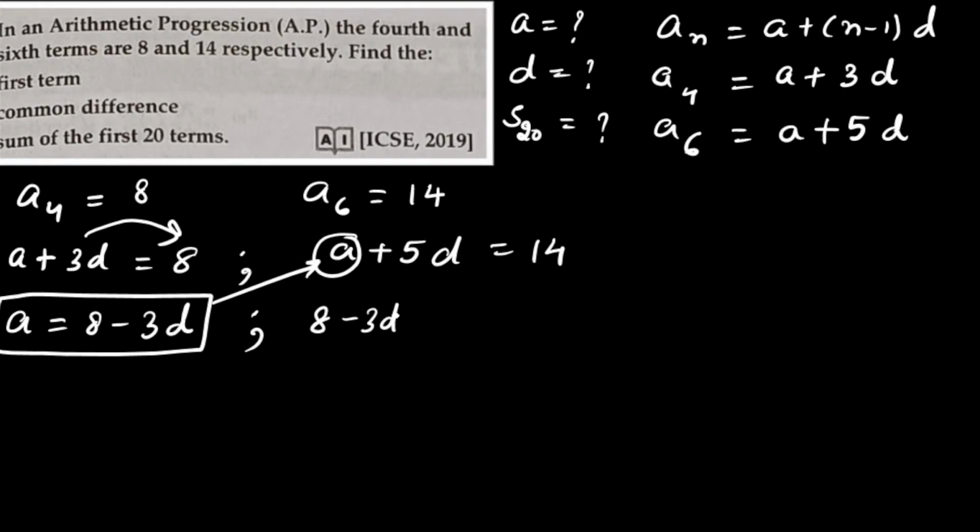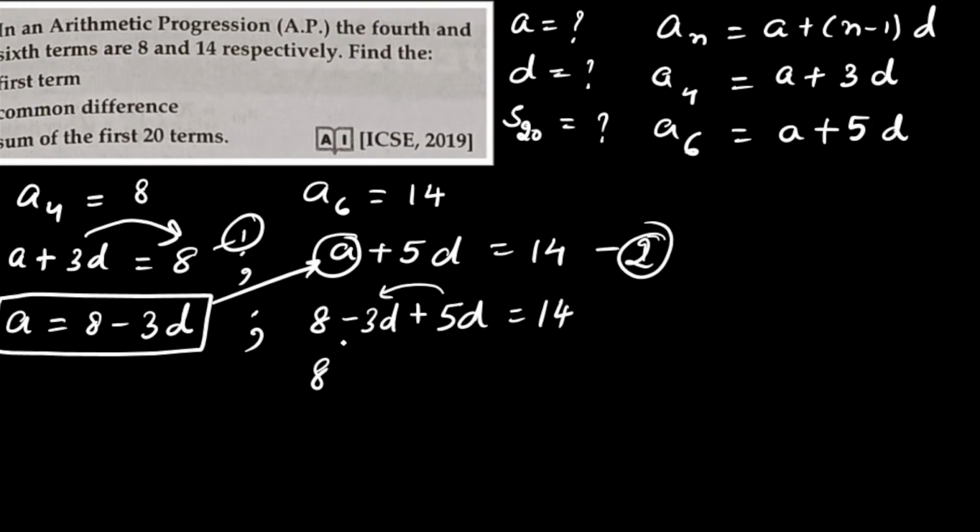Substitute the value of A in the second equation. You can write this one as number 2 and this one as number 1. So 8 minus 3D plus 5D is equal to 14. So 5 minus 3 is 2. The 8 also let's shift to the other side, and like terms we have to write together.